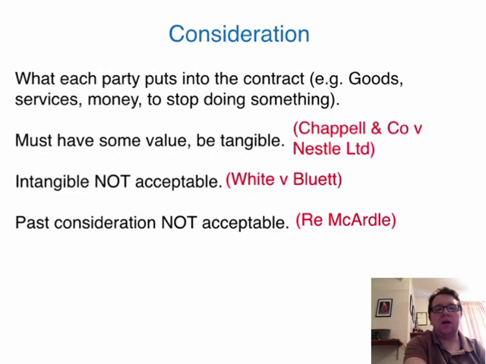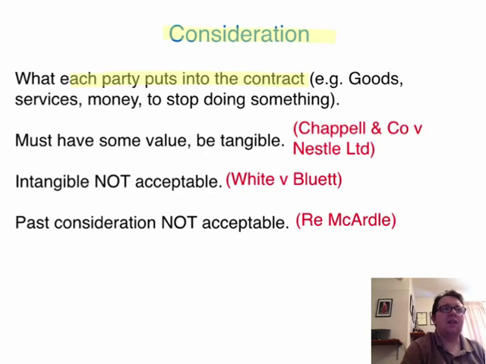Okay, and now the final part of what makes a legally binding contract, the element known as consideration. In the exam you'll be asked to define or explain what that means, and that's simply what each party puts into the contract. So for instance, it could be goods, services, money, or even to stop doing something. So you can think of typical scenarios you might get.